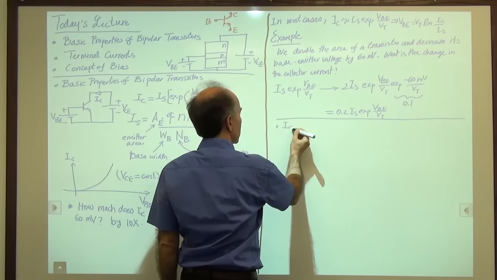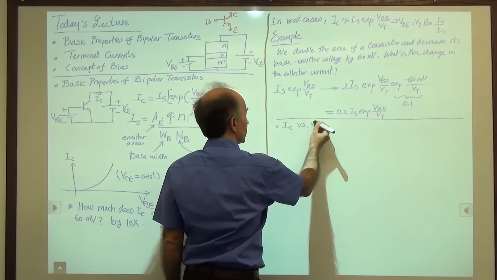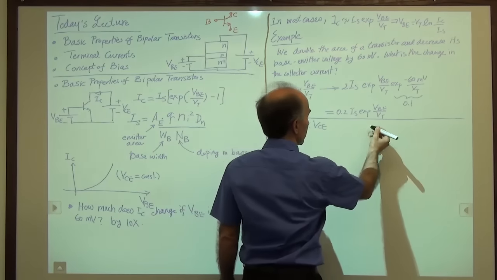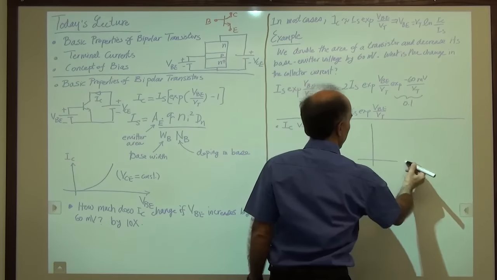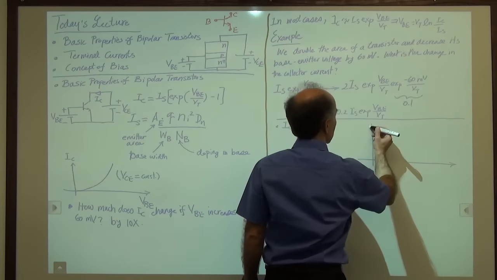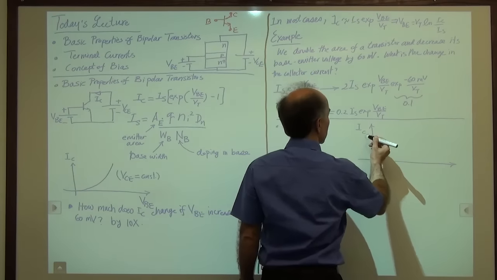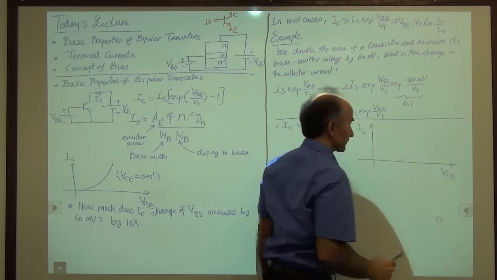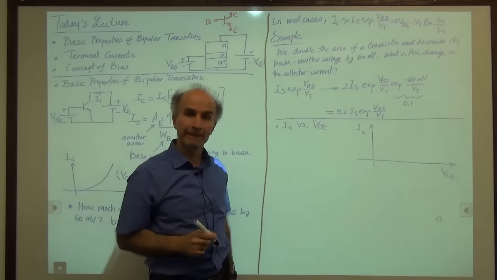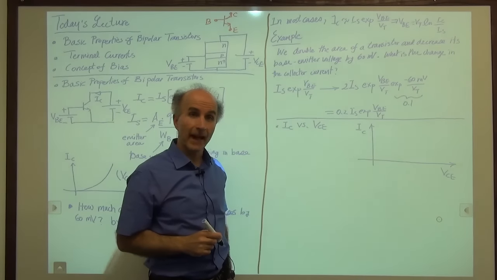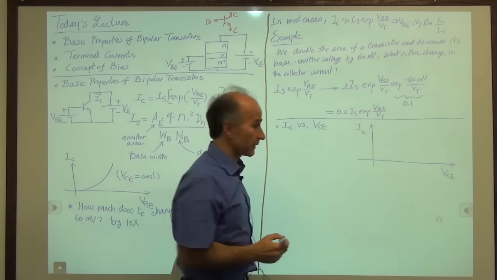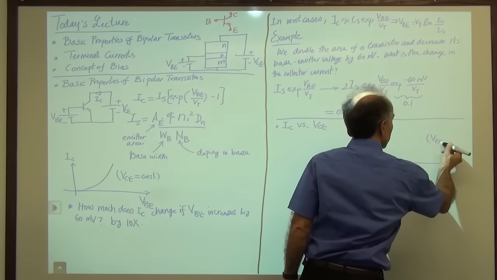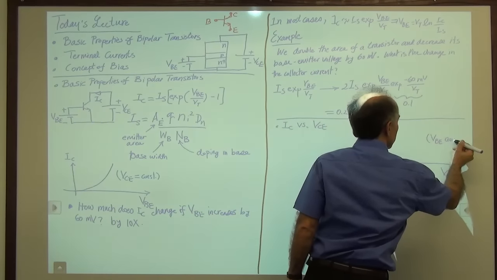IC versus VCE. So what we're looking for is the following. We have IC versus VCE. And of course, VBE is constant. So we write here so that we don't forget, VBE constant.